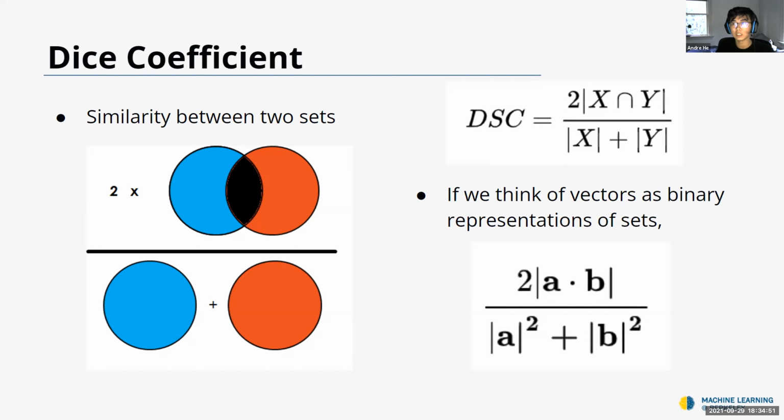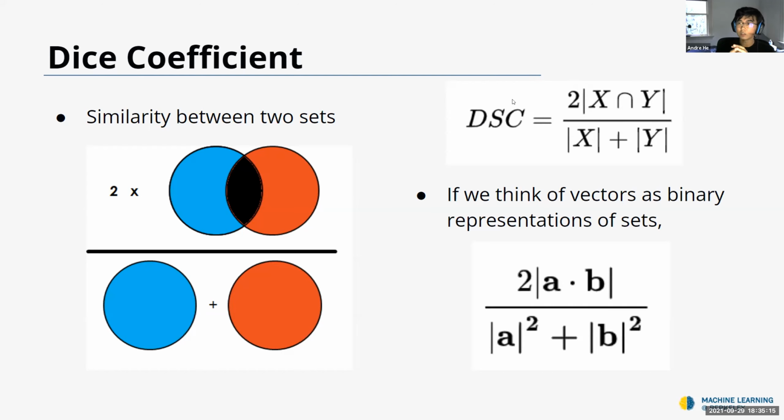If they're perfectly aligned, like if they're the same set, their intersection will have the exact same size as both of the sets themselves. So on the numerator, you'll just get 2n, where n is the size of x. And on the bottom, you'll also get 2n. So the dice coefficient is 1 when your two sets are identical.